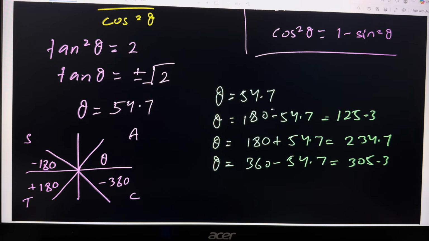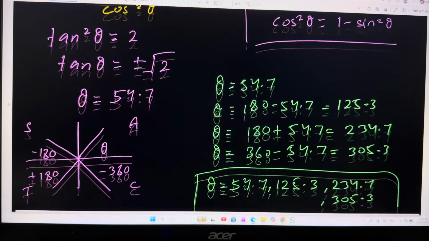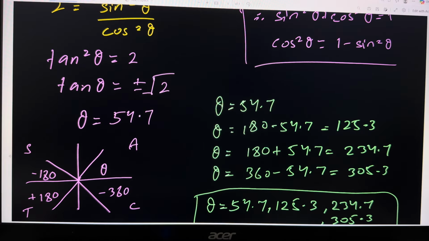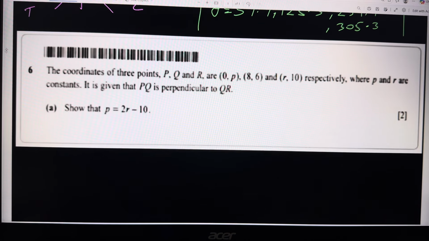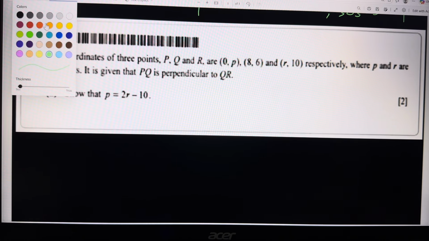So again the answer is theta is equal to 54.7, 125.3, 234.7 and 305.3. This is our answer, okay? And it's in range because it said between 0 and 360 inclusive. Alright, question number 6.